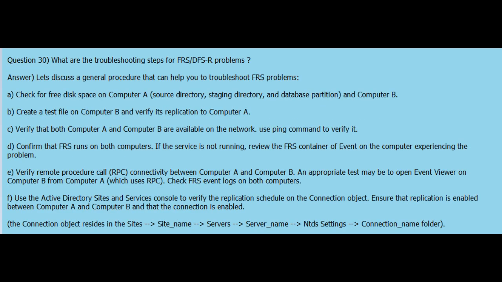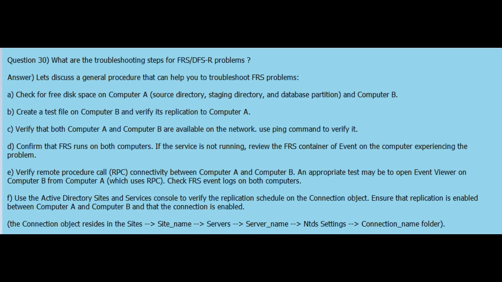Question 30. What are the troubleshooting steps for FRS and DFSR problems? Answer. Let's discuss a general procedure that can help you to troubleshoot FRS problems. Point A. Check for free disk space on computer A, the source directory, staging directory, and database partition, and on computer B. Point B. Create a test file on computer B and verify its replication to computer A.